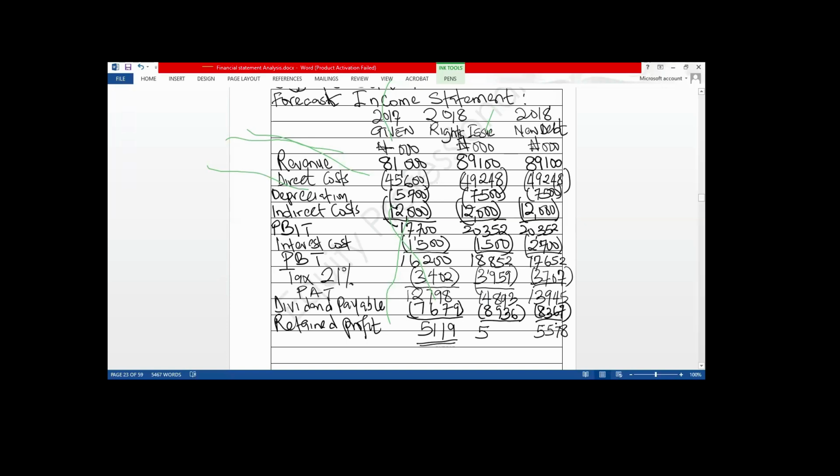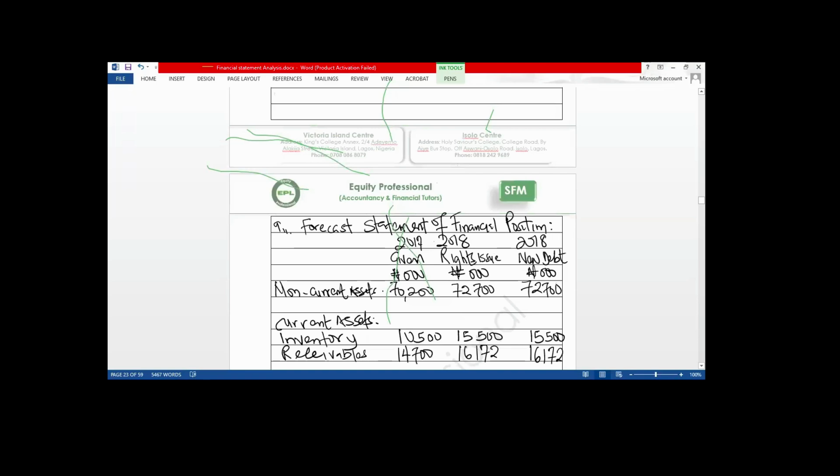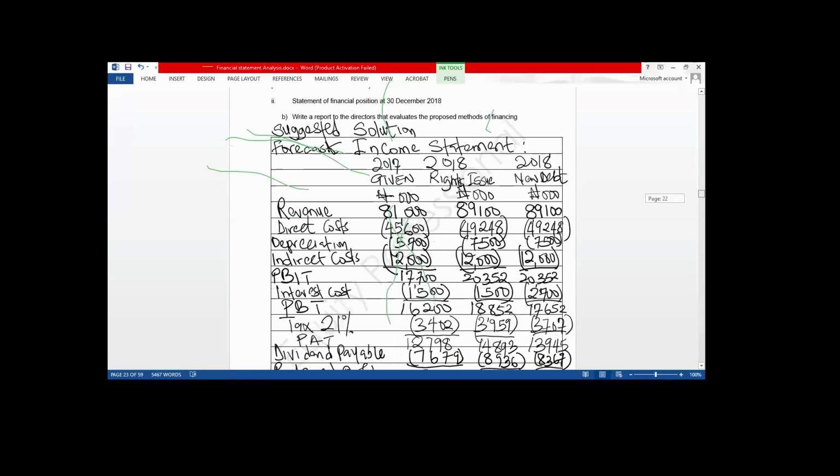5,957. We are done with the income statement forecasting. We have done the forecast for 2018 under rights issue and for 2018 under new debt finance. Let us go and complete our statement of financial position. In the exam, you can follow the format the examiner has given you.